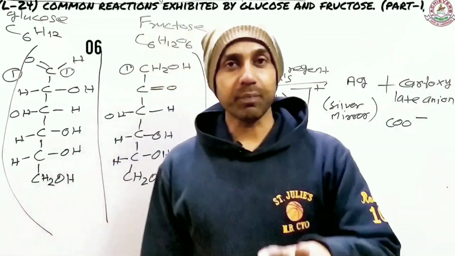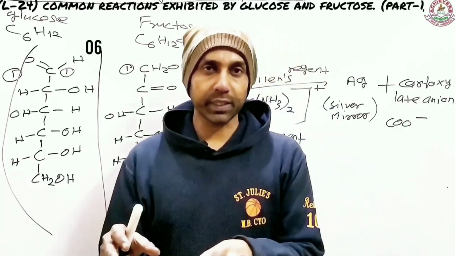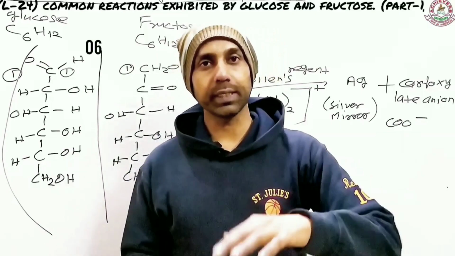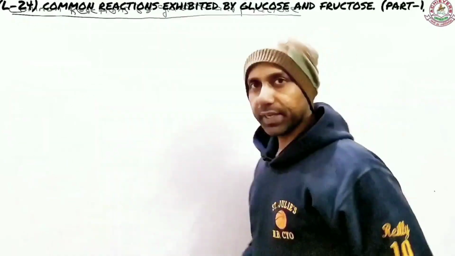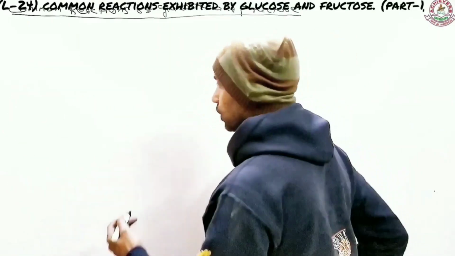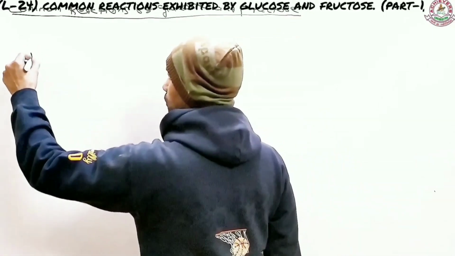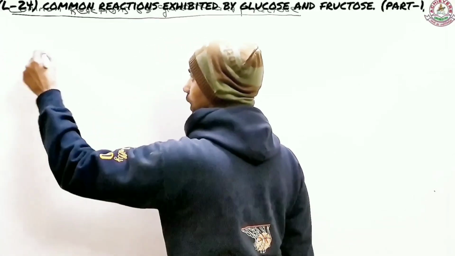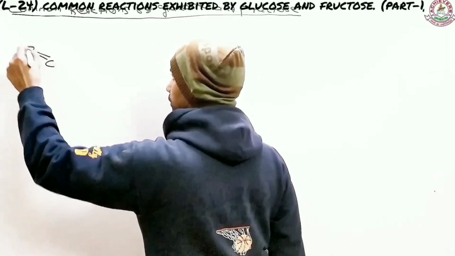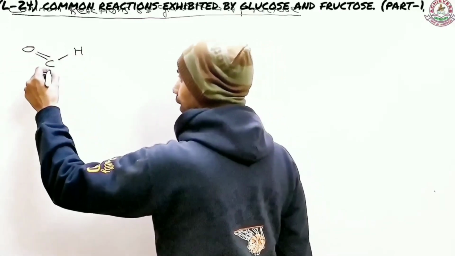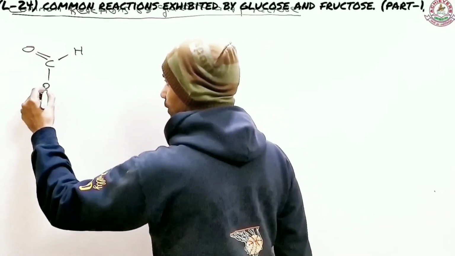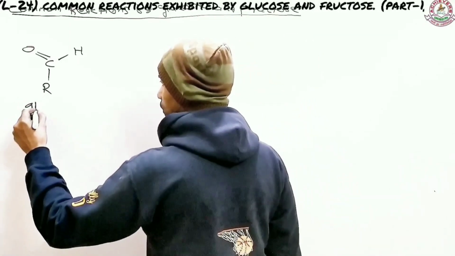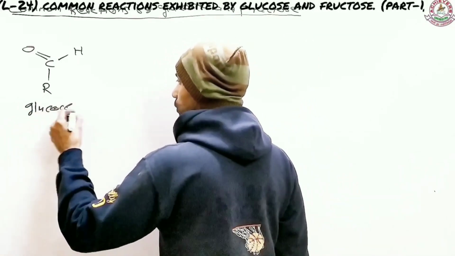So let me simplify this in the form of a very short reaction where you can see exactly what is happening with glucose and fructose when they react with the Tollens reagent. Now just pay attention to how this reaction looks. In glucose, I'm placing that carbon in the form of an aldehyde. This is your aldehyde, and the remaining part I keep as R. So this represents glucose.